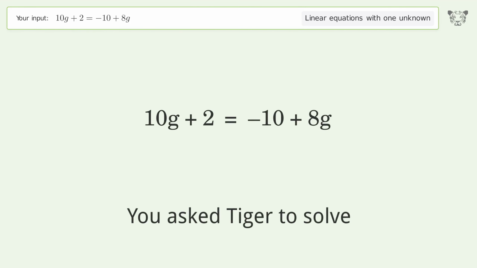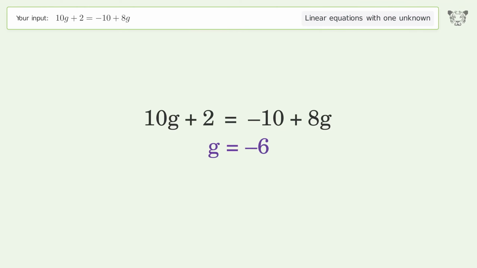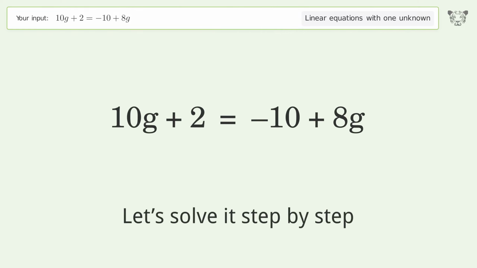You ask Tiger to solve this. It deals with linear equations with one unknown. The final result is g equals -6. Let's solve it step by step.